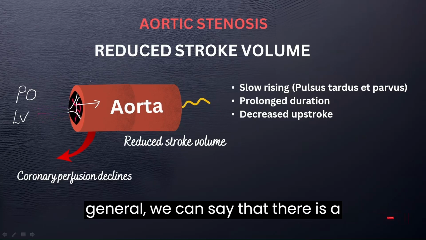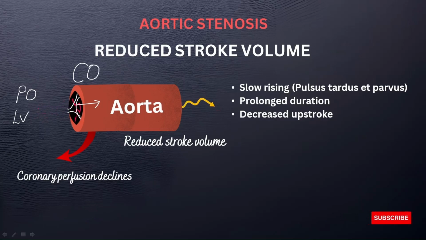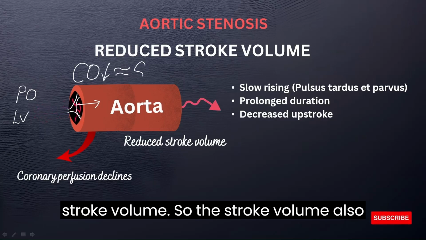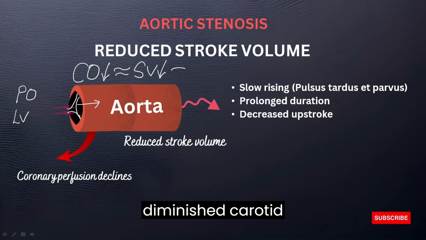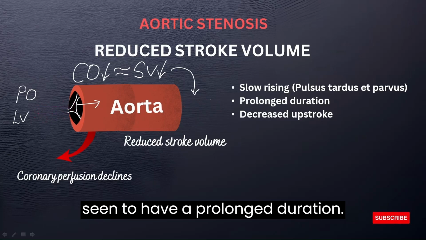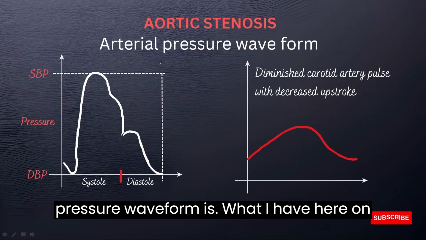So, in general, we can say that there is a decline in the cardiac output, and this is directly proportional to the stroke volume. So, the stroke volume also decreases, and this manifests as a diminished carotid artery pulse, which is also seen to have a prolonged duration. Now, let's try to simplify what arterial pressure waveform is.